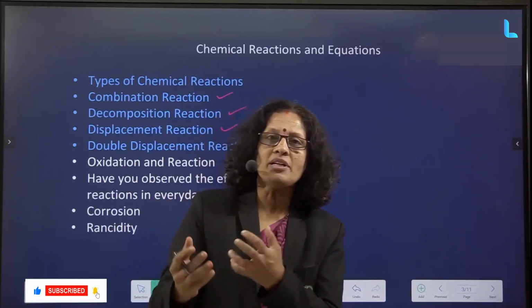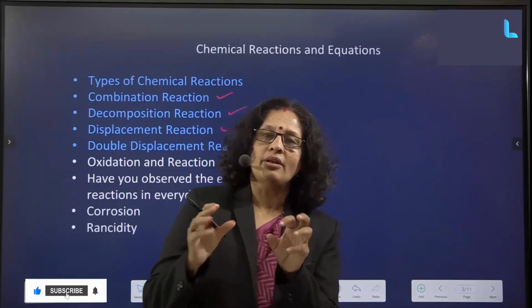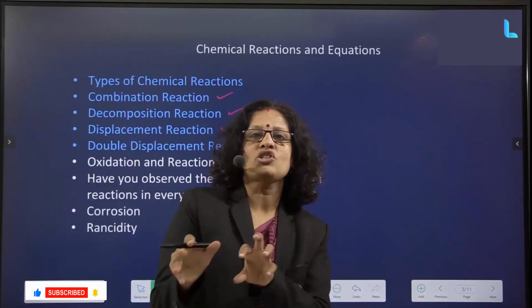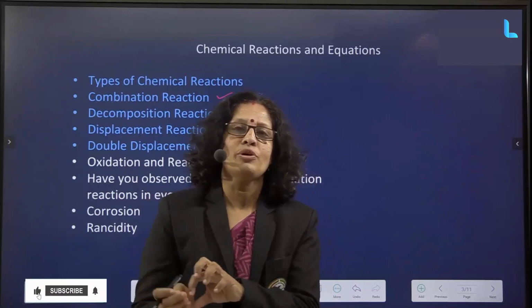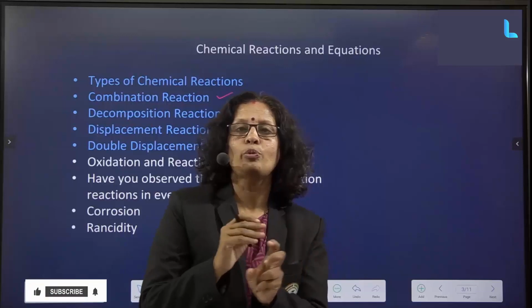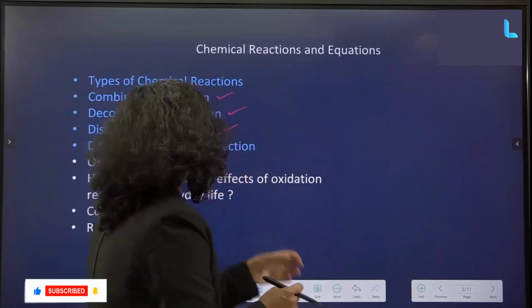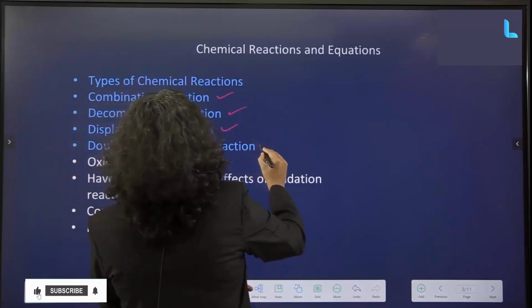Now, double displacement reaction means here, at a time, there are two components. The ion exchange will take place. One type of ion will convert into another type of ion. The oppositely charged ions will combine and form a product. Let's discuss what a double displacement reaction is.